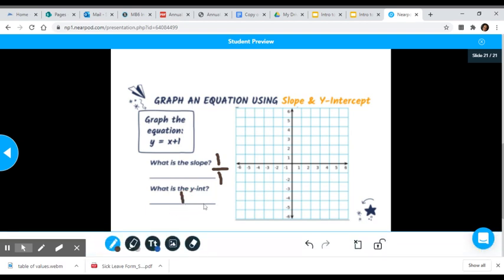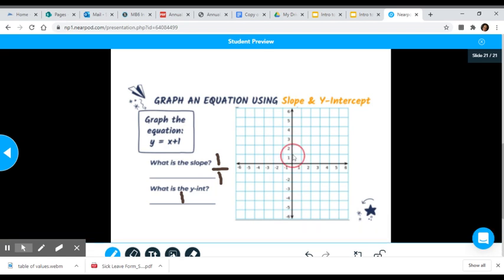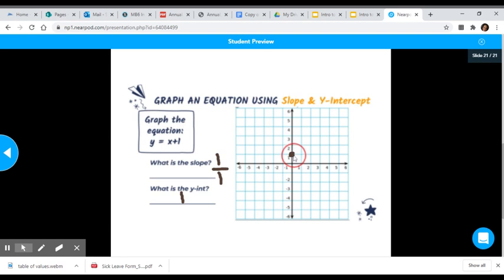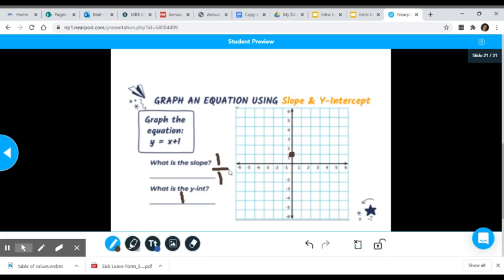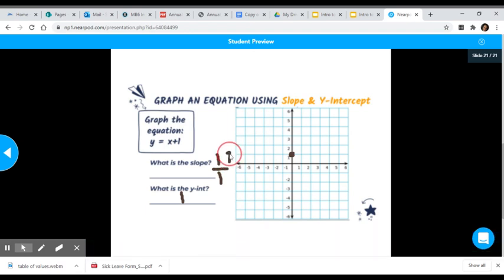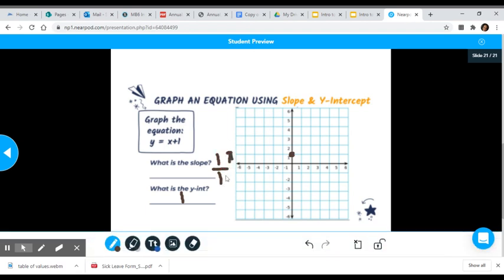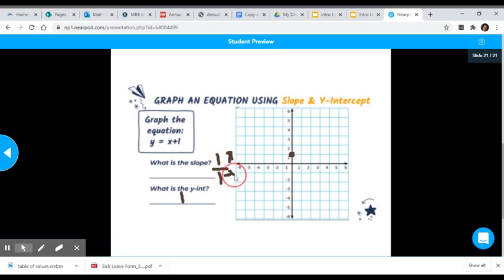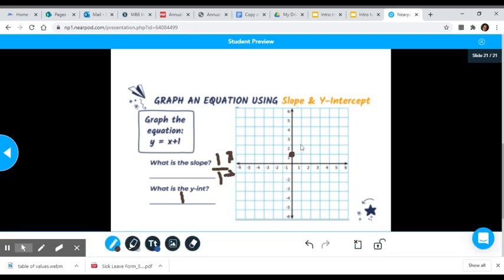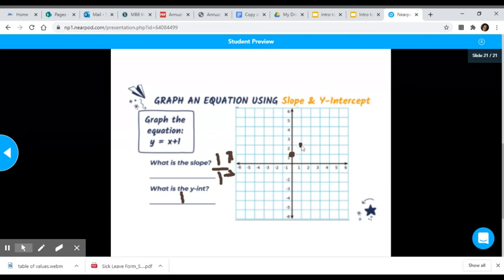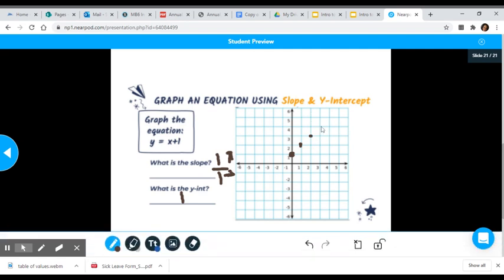Now what that y-intercept tells us is that on our y-axis, we're going to be starting at positive 1 instead of the origin. So if I'm starting here at positive 1, again on the y-axis, then for my slope, all I have to do is my rise over run. Because this is a positive 1, I'm going to be rising 1. And because this is a positive 1, I'm going to be going to the right 1. So I'm going to go up 1 over 1, put a point right there. Up 1 over 1, put a point right there. Up 1 over 1, put a point right there.